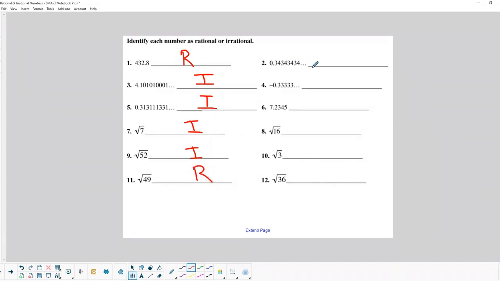This next number, 0.343434..., is a repeating decimal. So that's considered rational. Another repeating decimal, that's considered rational. This next one terminates, so that would be considered a rational number. The square root of 16 is just 4, so that would also be a rational number.